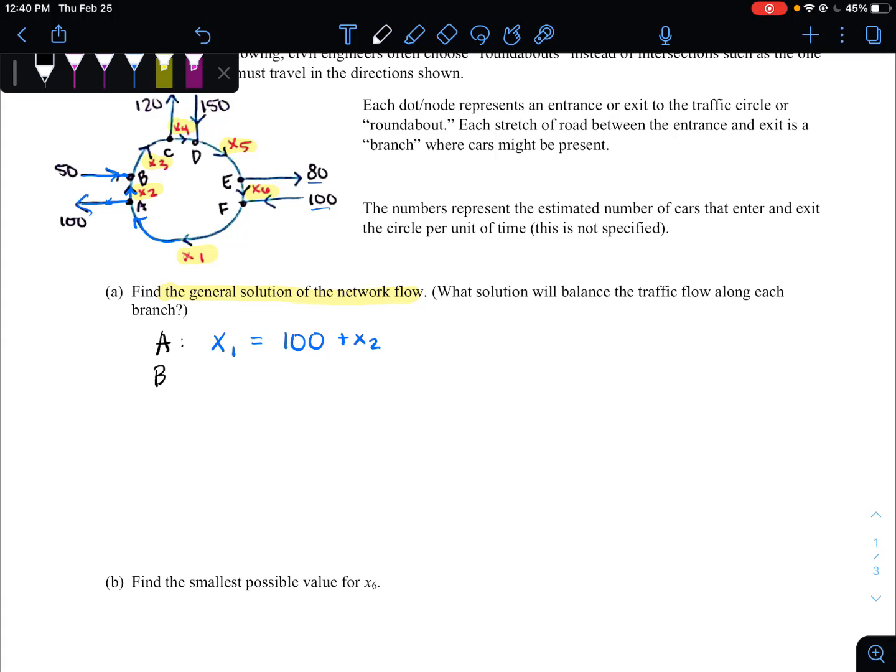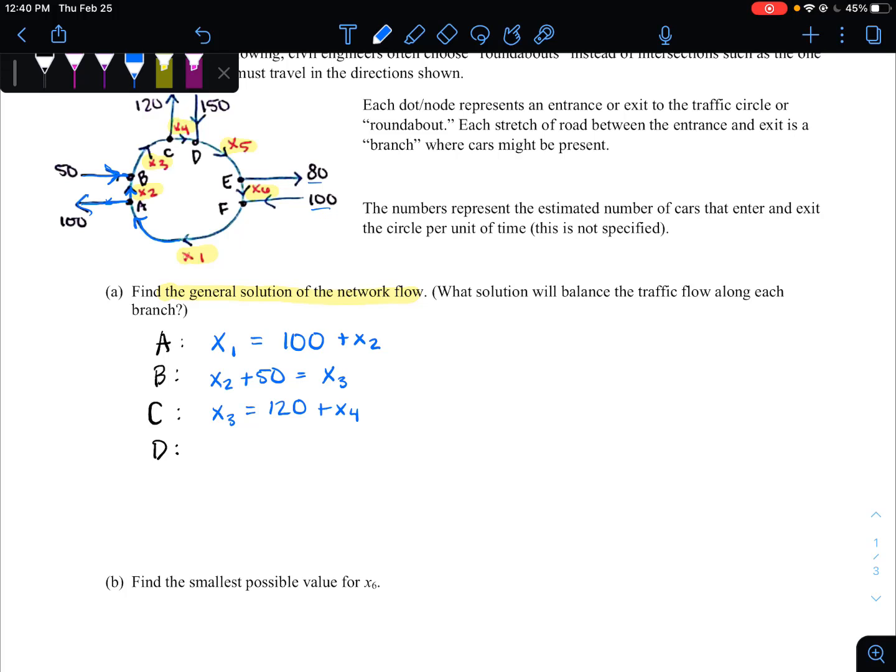So let's just keep going around the circle. For B, I can see that x2 is coming in, and 50 is coming in. Notice the cars are entering right there where it says 50. And what's coming out is all of those cars have to go out on the path x3. For C, I've got x3 coming in, and leaving is 120 cars, and however many end up on x4.